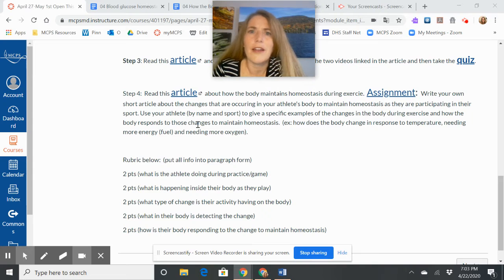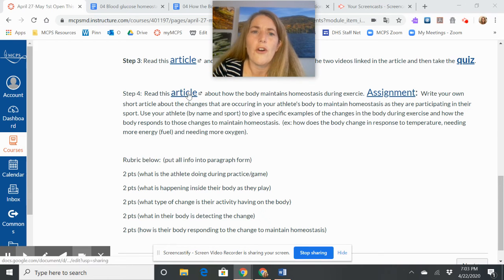So you're talking about they're running, they're diving, they're doing these different things, and their muscles are moving. And as their muscles are moving, they're generating heat. Those muscles are needing lots of sugar. They're needing lots of oxygen. So what is their body doing to maintain homeostasis during this?